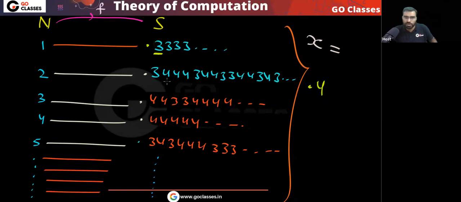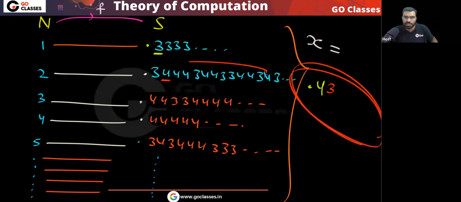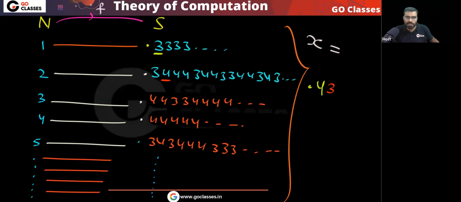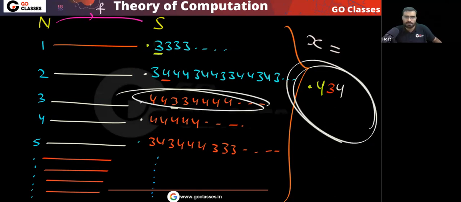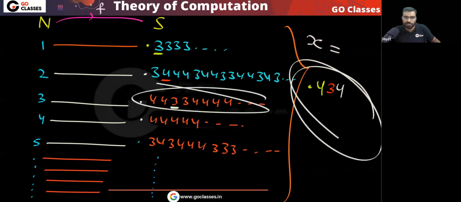Okay, this is what I'm doing. Now tell me, what will be the second digit of x? That will be 3. Why am I putting 3? So that this x will be different from this. Next, what will be my next digit? That will be 4. Why am I putting 4? So that this x is different from this number. This x must be different from this number.